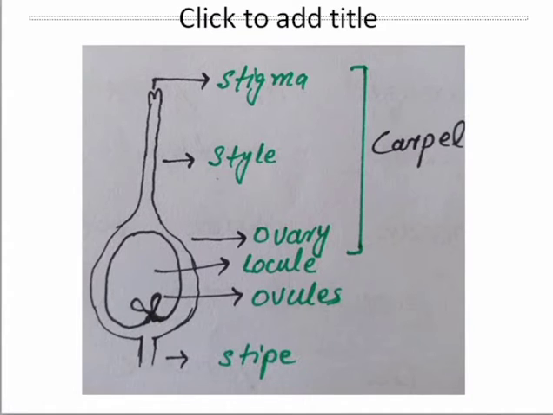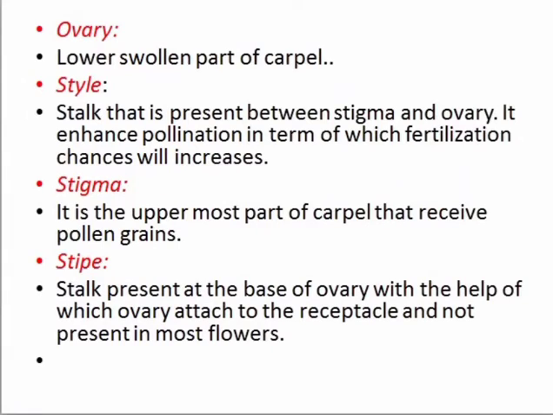Look at this structure. This is the lower swollen part that bears the ovules. The cavity in the ovary is known as the locule. These are the ovules, and the structure that attaches the ovule to the ovarian wall is known as the placenta. This is the style. It keeps the stigma up in the air, increasing its exposure to insects or wind, etc.